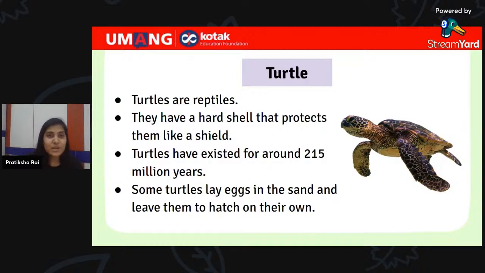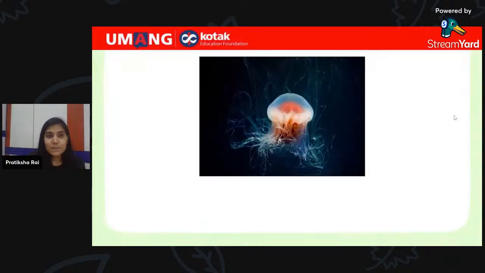Can you type it in the chat box for me? Well done. Some turtles lay eggs in the sand and leave them to hatch on their own. And the young turtles make their way to the top of the sand and scramble to the water while trying to avoid predators. All right. Now let's look at the next one.